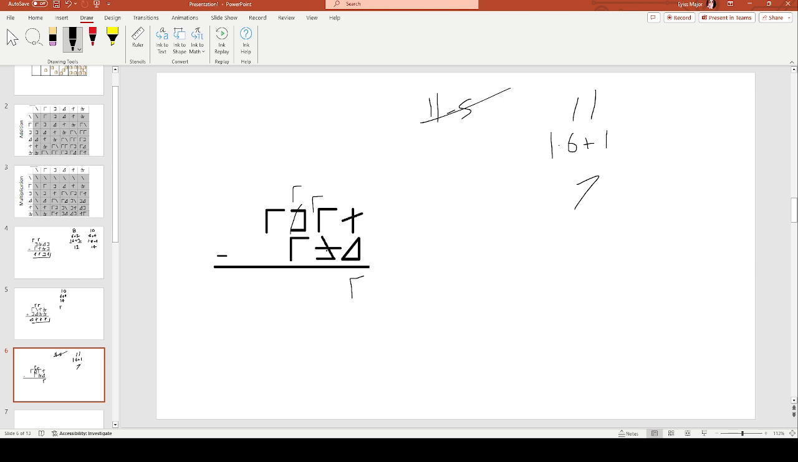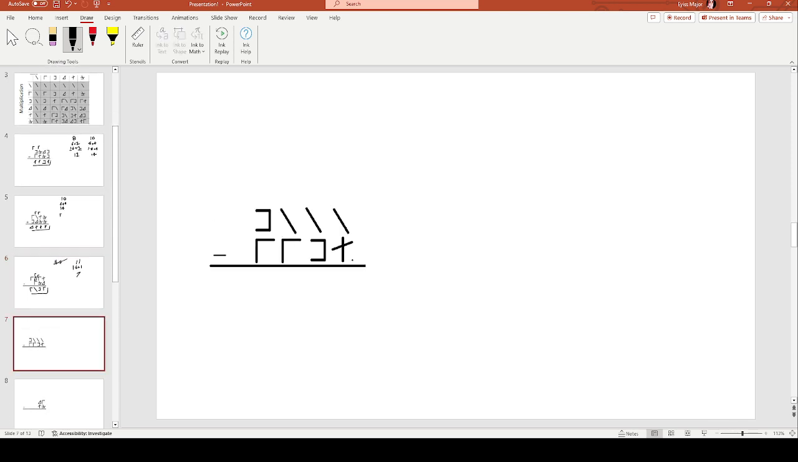So what is 7 minus 5? Well, that's going to be 2. And then what is 1 minus 1? That's 0. And then this is just 1, so 1 here. And that's your answer. Let's do another example.